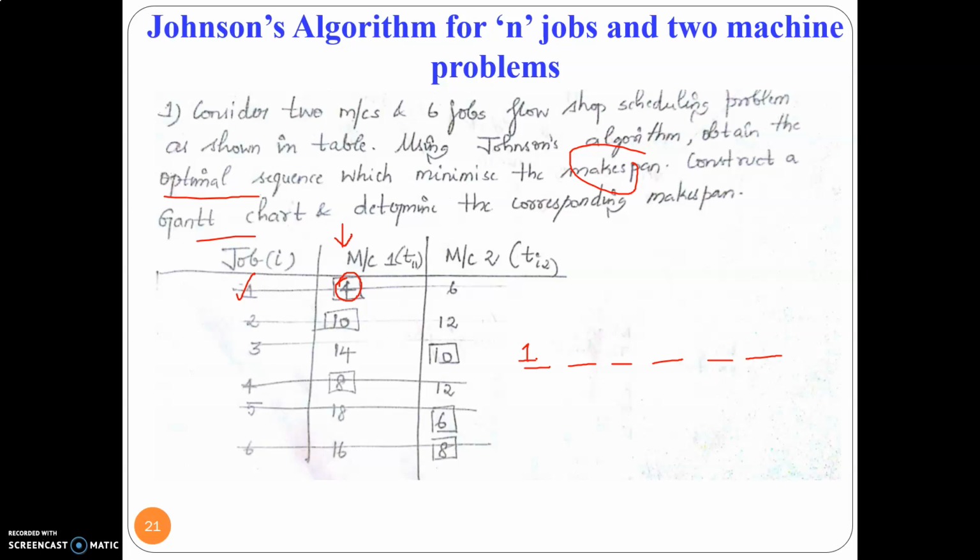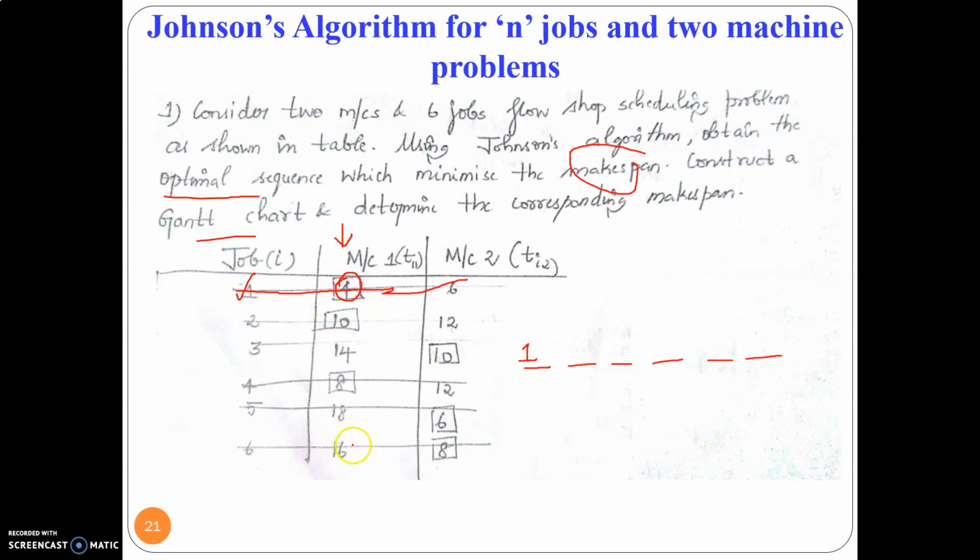So I have determined the minimum processing time. 4 is the minimum processing time out of these 2 columns, and it corresponds to job 1. So I'm going to allocate job 1 in the sequence. I have to determine whether to allocate to the start or the end of the sequence. Check where the minimum processing time is available. It's in machine 1, so allocate to the start of the sequence. Then delete this particular job.